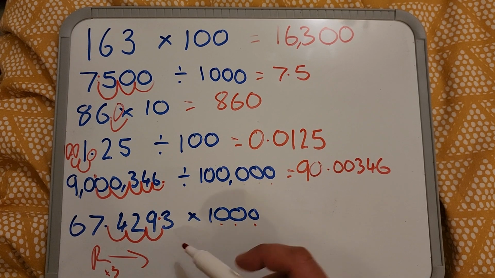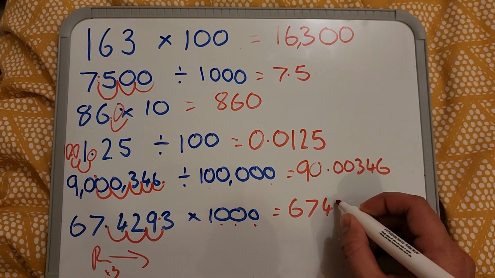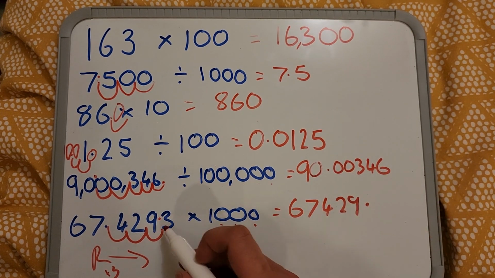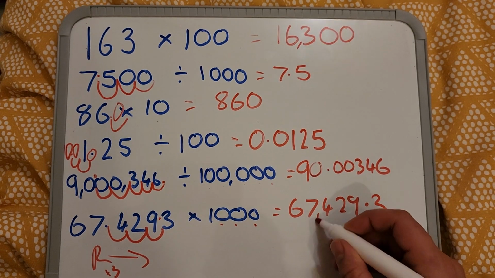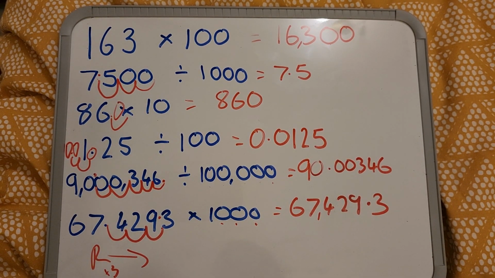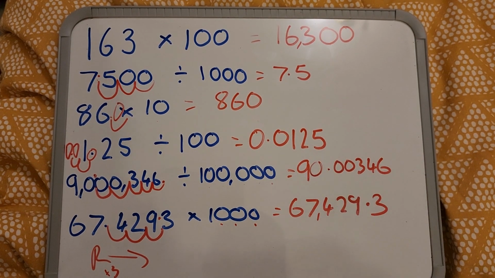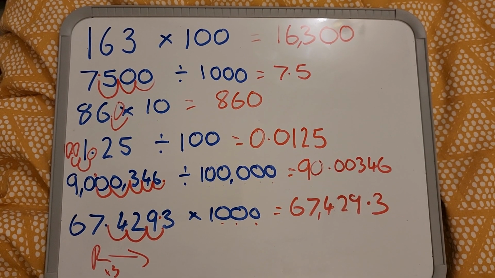So I've moved my decimal place and my answer reads 67,429 point, there comes the decimal place, 0.3. So I've still got a decimal answer, but 67,429.3. So I would go ahead and practice this as much as you can. More practice you get, the better you get at it. Once this becomes an automatic skill, it definitely helps you unlock lots and lots of different skill areas for your maths. Thank you very much.